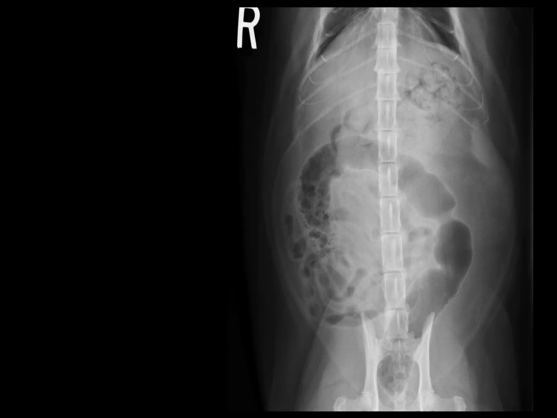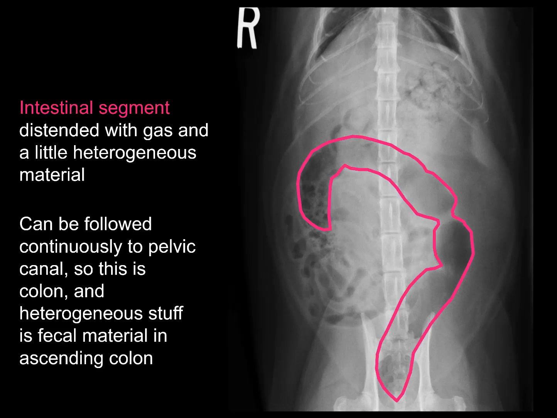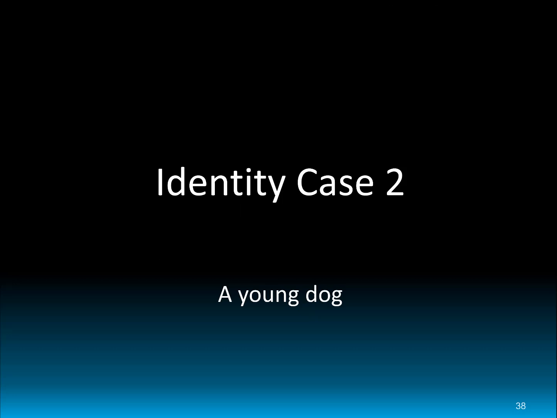Again, the appropriate location and shape of the colon, a little bit of fecal material in there. Everything else is small intestine, and again, this is very believably large intestine, so I'm not going to be too concerned about the size of this intestinal segment because, again, I don't think it's small intestine.